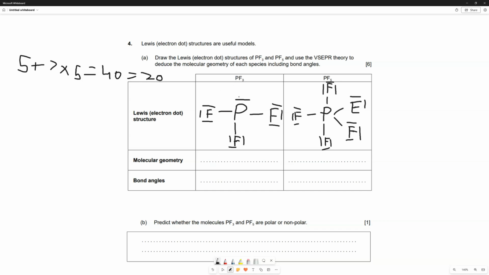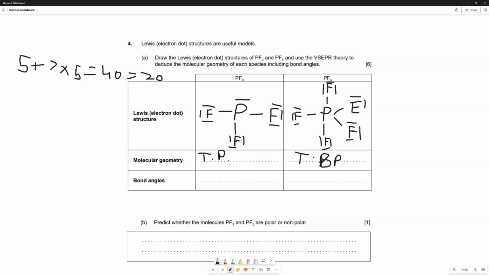Here we have 4 electron domains, but 1 lone pair, which gives us the shape of a trigonal pyramidal. And then for the second one, since it's 5 electron domains and no lone pairs, this gives us the shape of a trigonal bipyramidal.